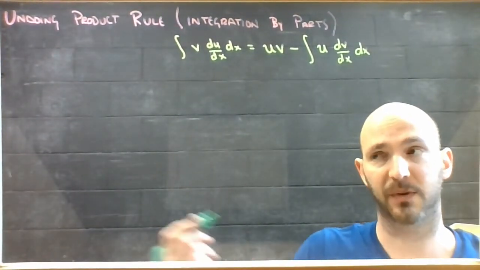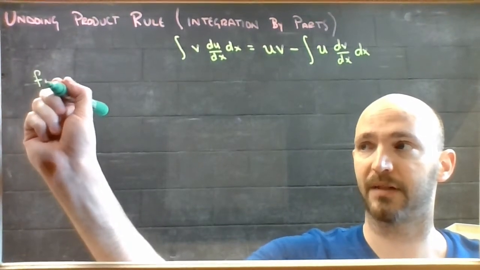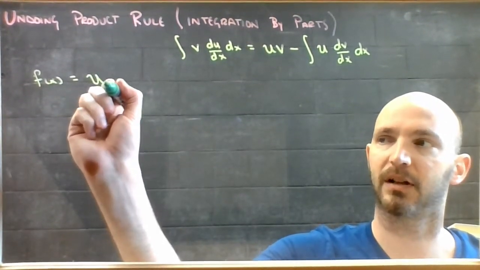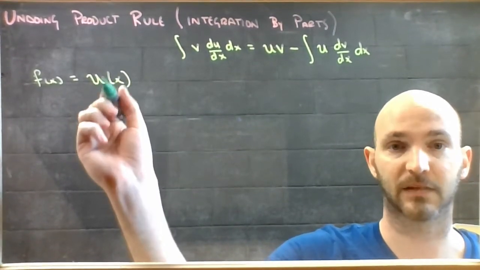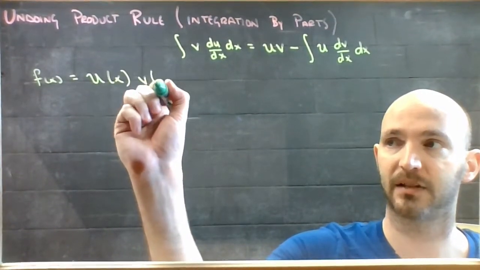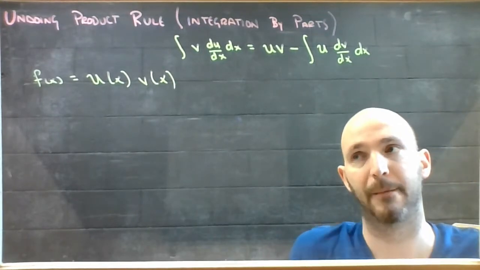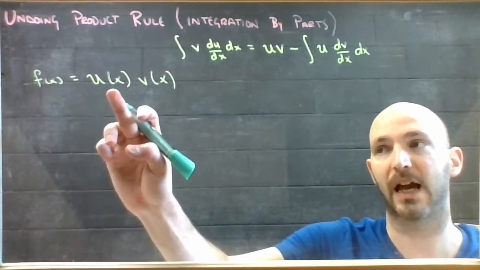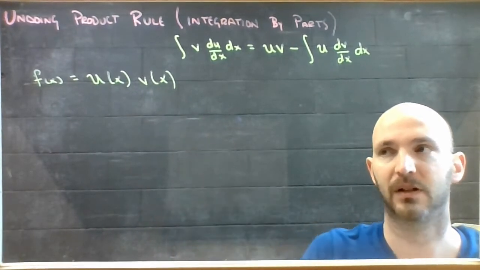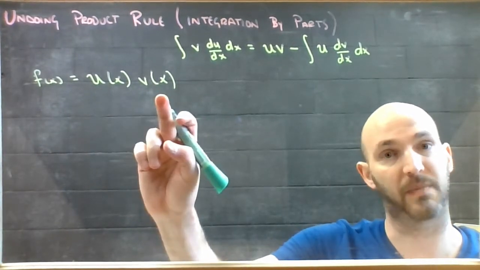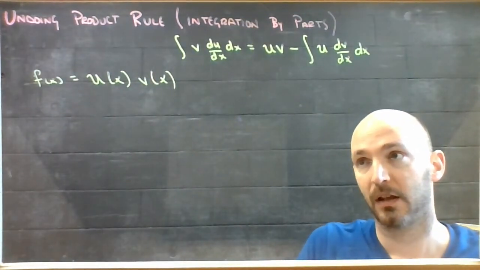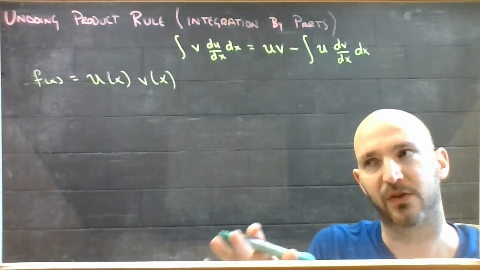So I'm going to start with a function. I'm just going to call it f of x. And I'm going to make that function some piece that's a function of x multiplied by some other piece that is also a function of x. So this thing here might be x squared ln x, or square root of x multiplied by e to the x. I don't know. It could be anything. It doesn't matter what those specific functions are.